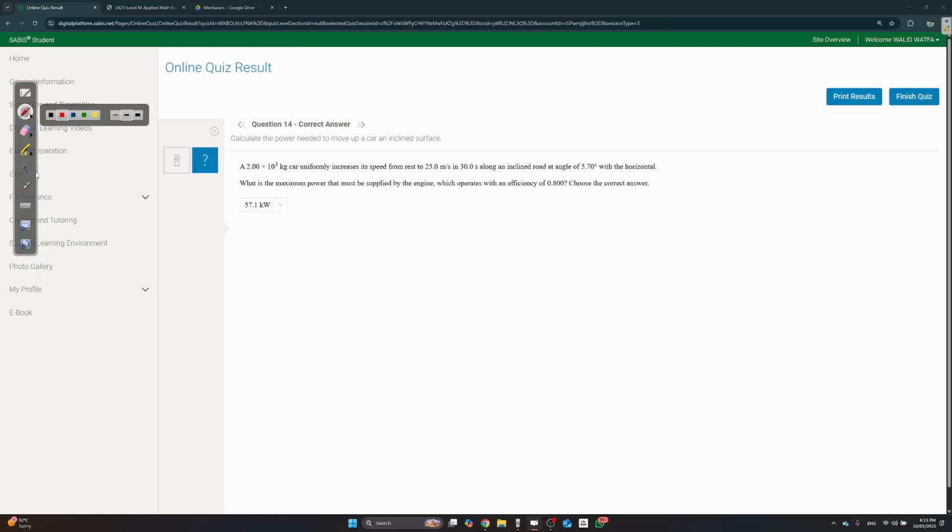So this efficiency, honestly, it's kind of annoying. I don't know why they put it. It's just an extra step that's useless.